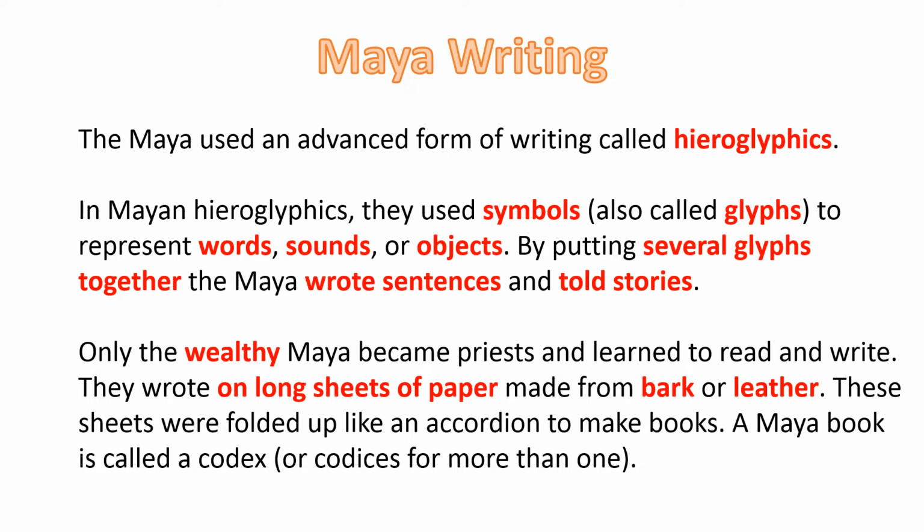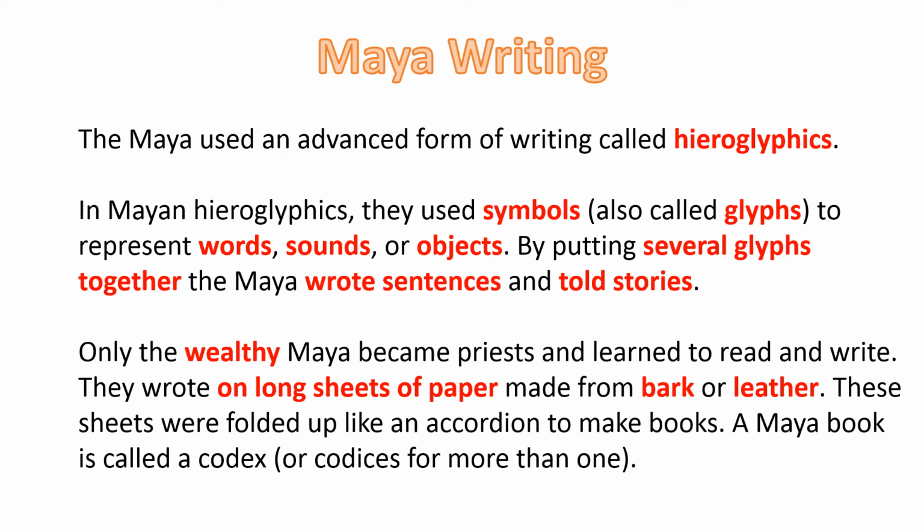In Mayan hieroglyphics, they used symbols called glyphs. My turn, glyphs. Your turn, glyphs. And these glyphs represent words, sounds, or objects. And by putting several glyphs together, so putting several of those symbols together, the Maya wrote sentences and told stories. So only the wealthy Maya, the rich Maya, became priests and they learned to read and write. So the peasants, the poor people, they didn't learn how to read and write.